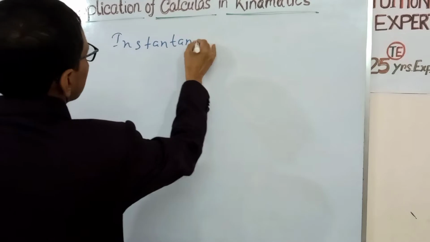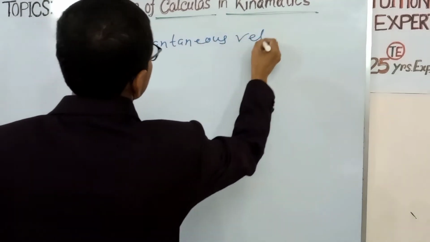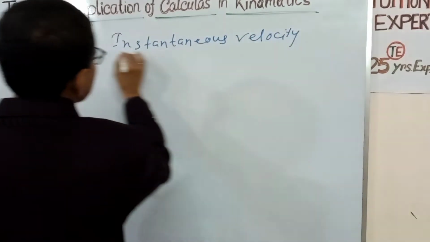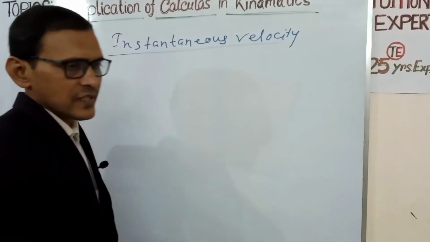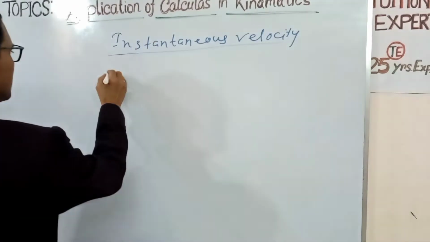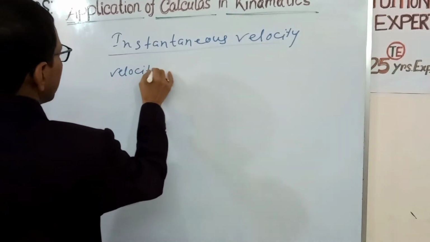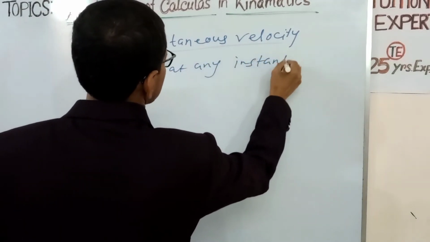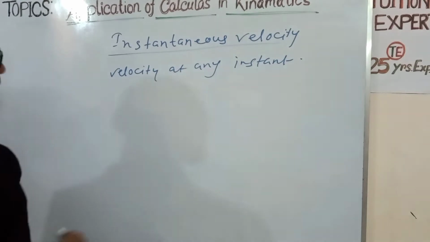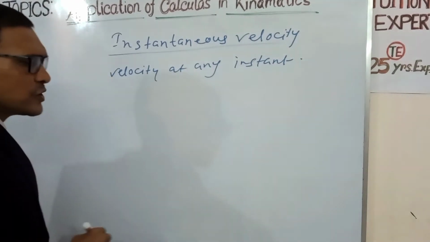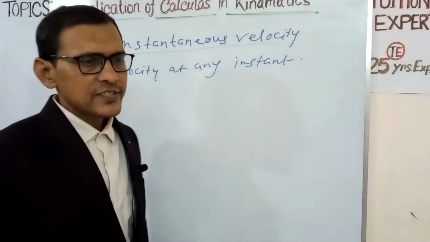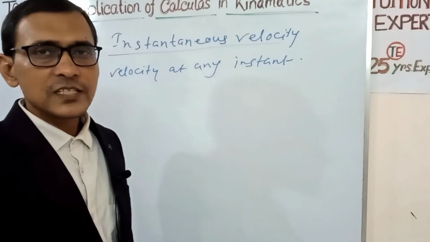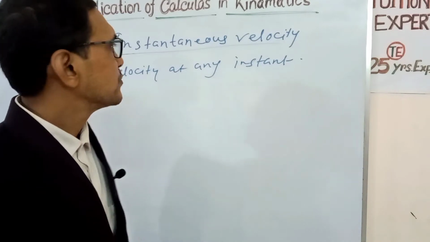Instantaneous velocity. This means velocity at any instant. Velocity at any instant. If a man or a particle moves with uniform velocity, then instantaneous velocity is the same throughout the motion.